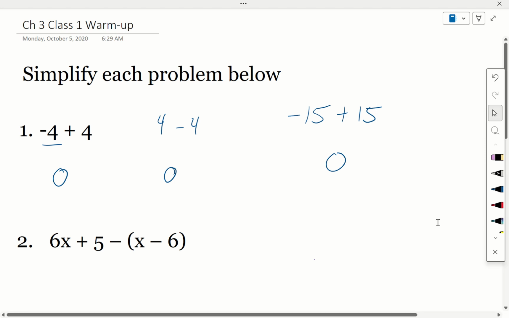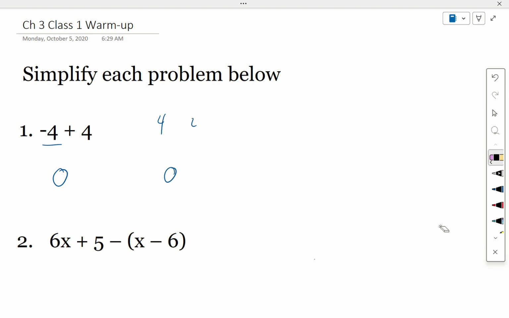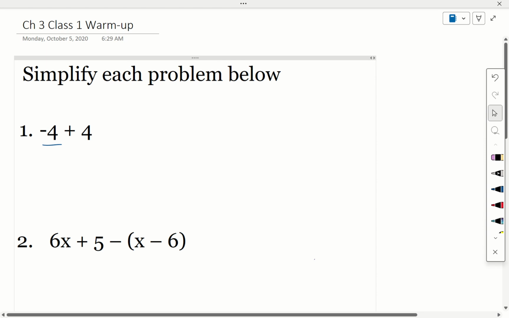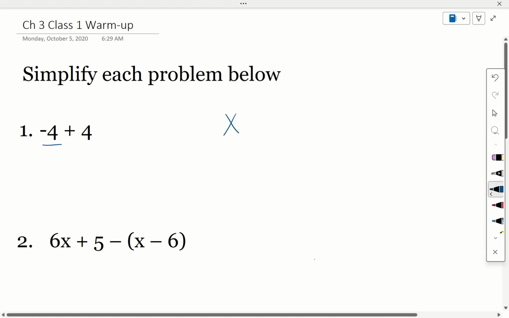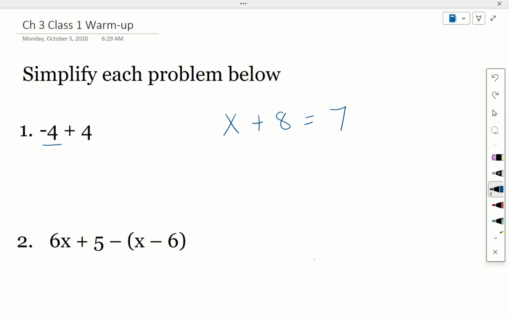Something else I want to talk about today is equations and what they mean. So if we've got x plus 8 equals 7, what's on the left side of this and what is on the right side of this? They are the same thing, right? They are equal to each other. They may not look the same, but they are equivalent to each other.